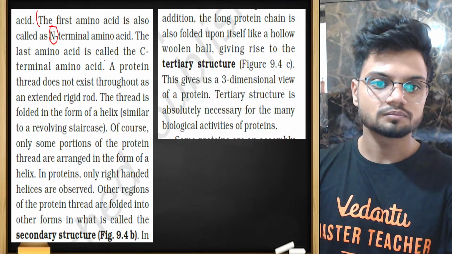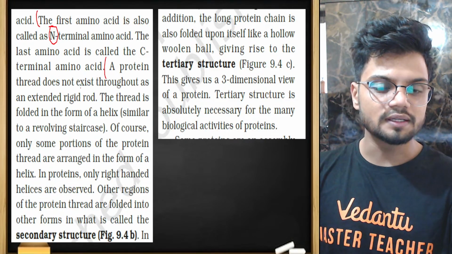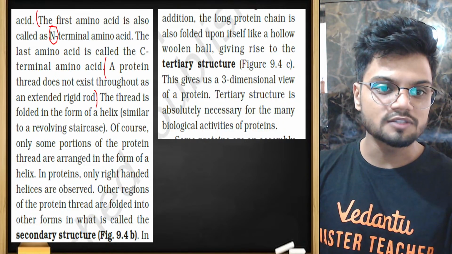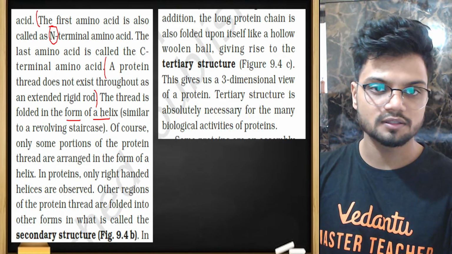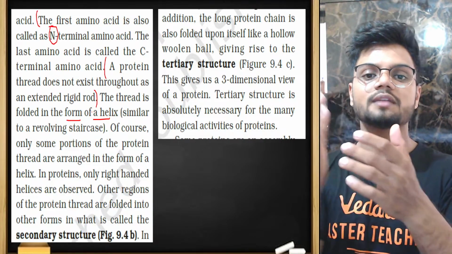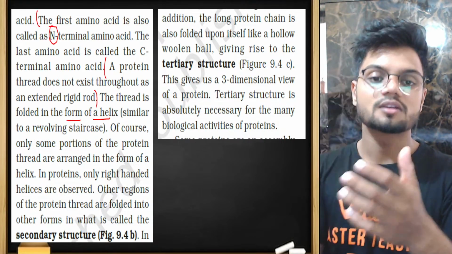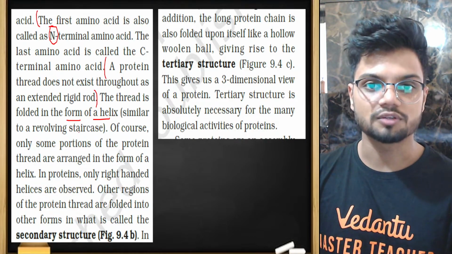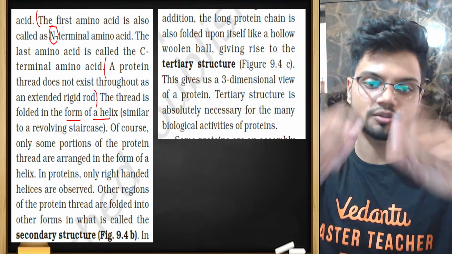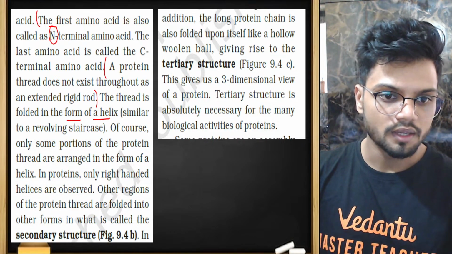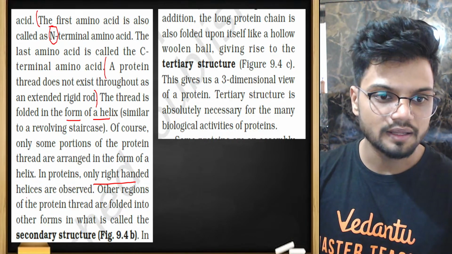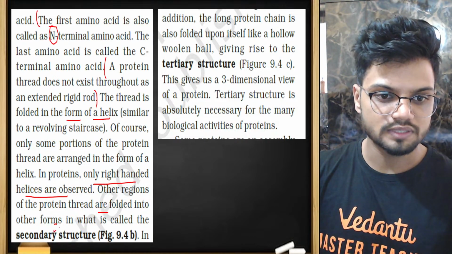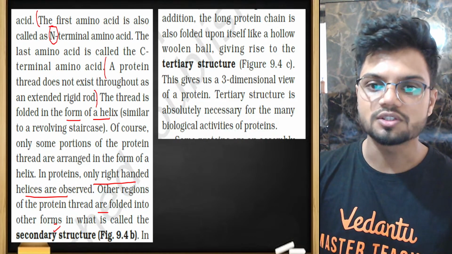Okay. Now, a protein thread does not exist throughout as a fixed and rigid rod. The thread is folded in the form of a helix. I'm telling you, a thread can be folded in the form of a helix. Solenoid model, that is called alpha helix. Alpha structure. The other one is beta pleated structure. In a protein, only right-handed helices are observed. The other regions of the protein's thread are folded as secondary structure. Now, what is secondary structure?